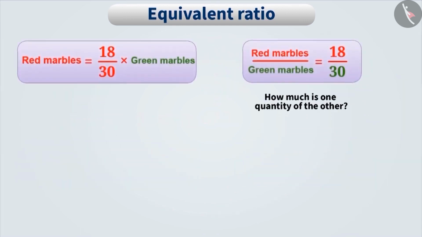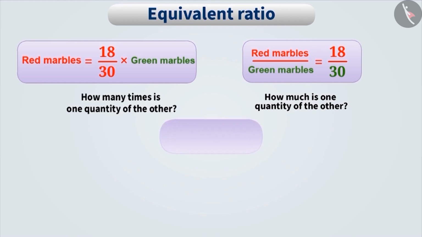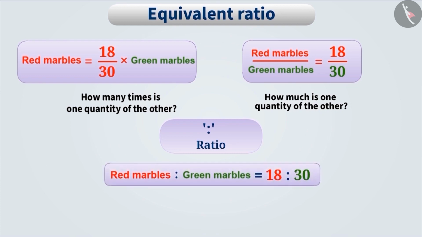How much is one quantity of the other? Or, how many times is one quantity of the other? A comparison that tells us that one quantity is how much of the other, or how many times of the other, is called a ratio. We express the ratio with a colon sign. For example, here the ratio of the number of red marbles to the number of green marbles is 18:30. This shows that the number of red marbles is 18 by 30 times of the number of green marbles.